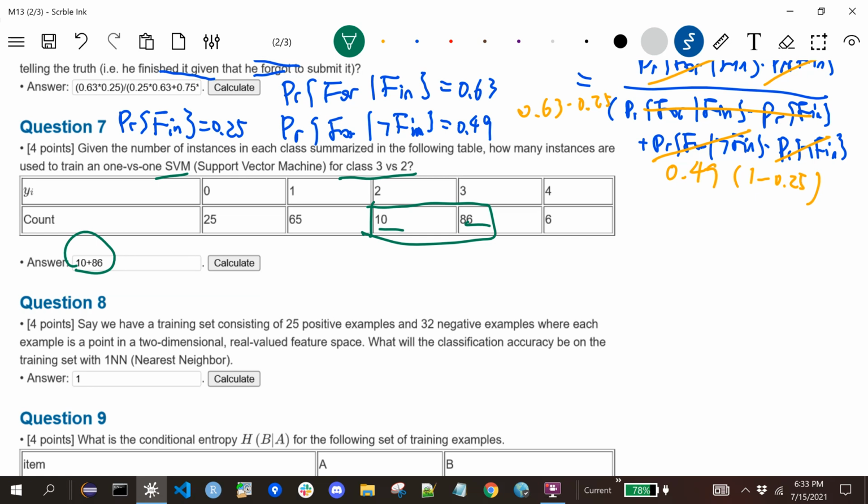I think the other version of this is the 1 versus all SVM. In that case, you just need all the data points. You just sum everything up.